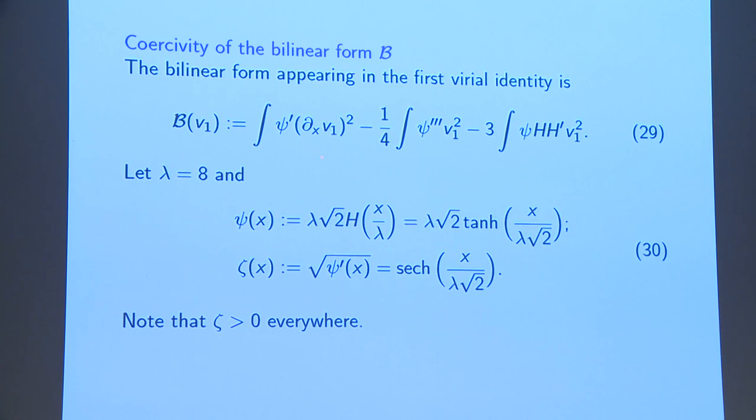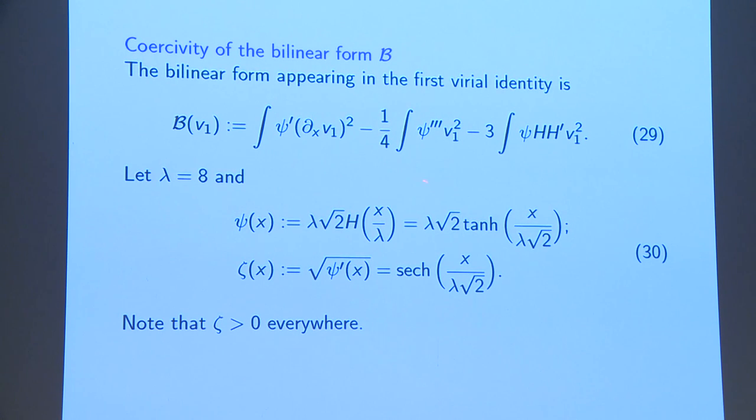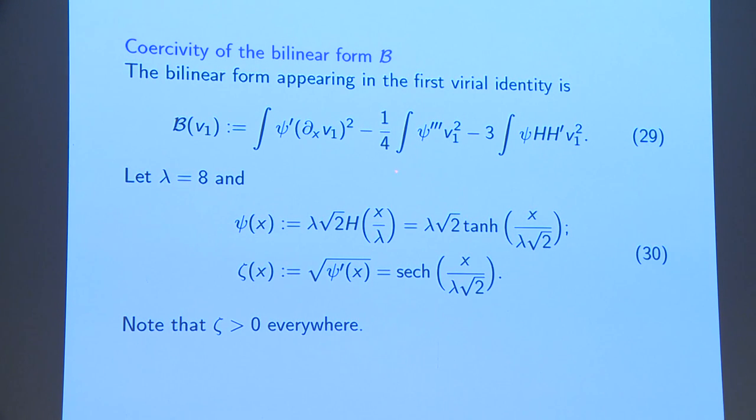So as I said, in order to choose psi, you have to choose some sort of approximation of x. Then there are many choices, but we choose psi to be this function. So it's related to the kink. I think this choice is quite good in some sense. It works very well, and I'll explain why.